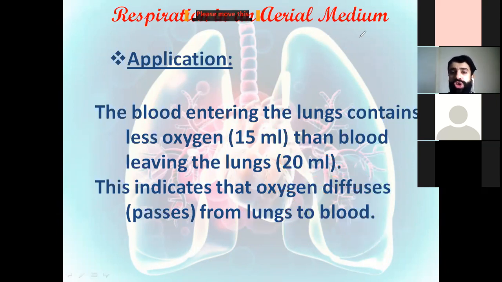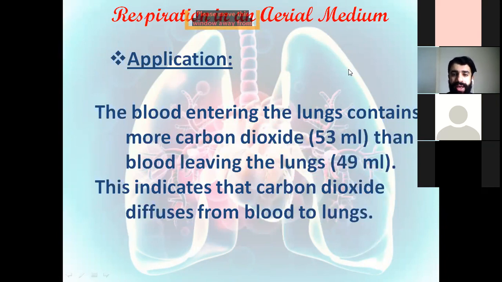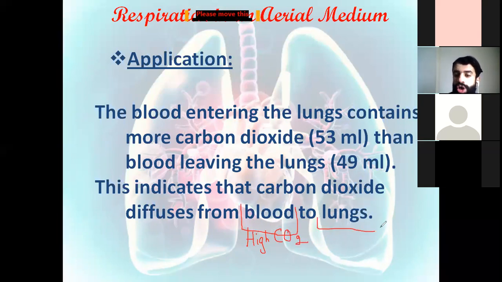Moving now to the second one, the carbon dioxide. The blood entering the lungs contains more carbon dioxide than the blood leaving. So this indicates that the carbon dioxide diffuses from the blood that has a high amount of CO2, or is rich in CO2, to the lungs that are poor in CO2.